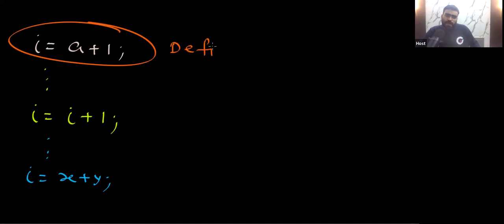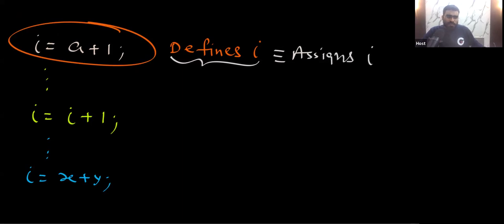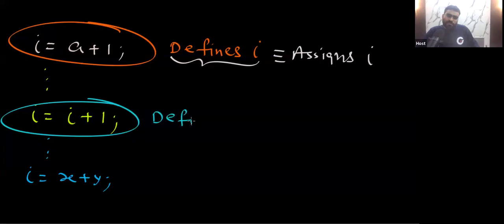For example, if I give you this code, let's assume I am doing this: i equal to a plus 1. Remember, here I am defining i. Then after some time, let's assume I am doing this: i equal to i plus 1. Here also I'm defining i. And let's assume after some time I do this: i equal to x plus y. Here also I'm defining i. So I will say that in this instruction you are defining i. This instruction defines i, this instruction defines i, and this is the same as saying this instruction assigns i. Yes or no? Similarly, I will say this instruction defines i, and I will also say this instruction assigns i.